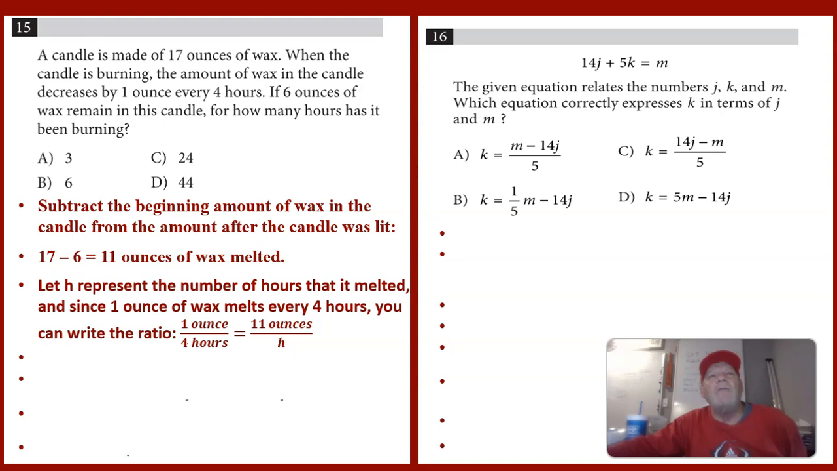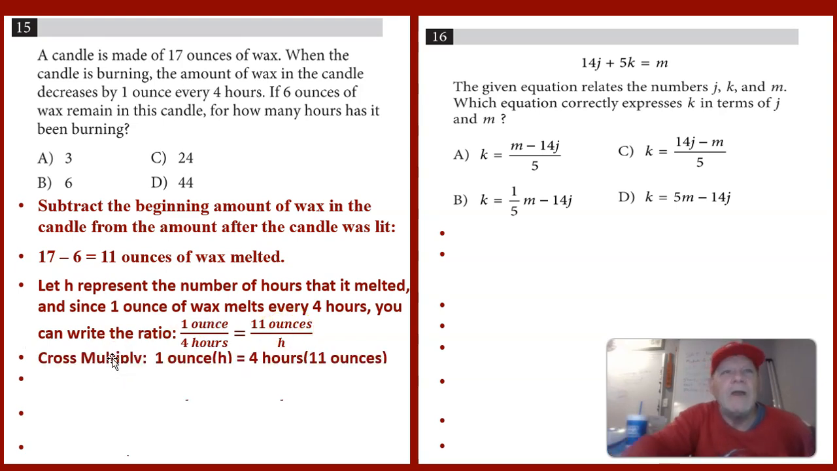Well, how do you solve a proportion? This is called a proportion. A ratio equaling a ratio is a proportion. How do you solve a proportion? You cross multiply. I make an X. When I was teaching this to my pre-algebra and algebra students, I'd say you're going to make an X. 1 ounce times H gives me my 1 ounce H here, equals 4 hours times 11 ounces.